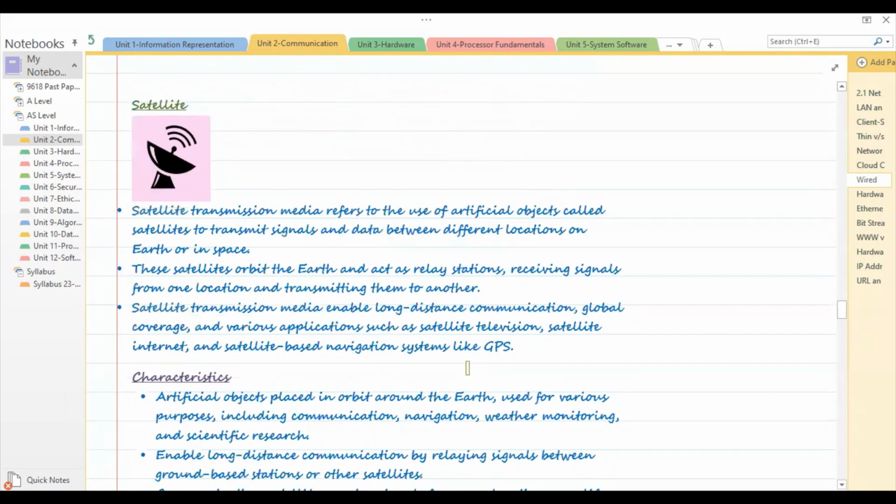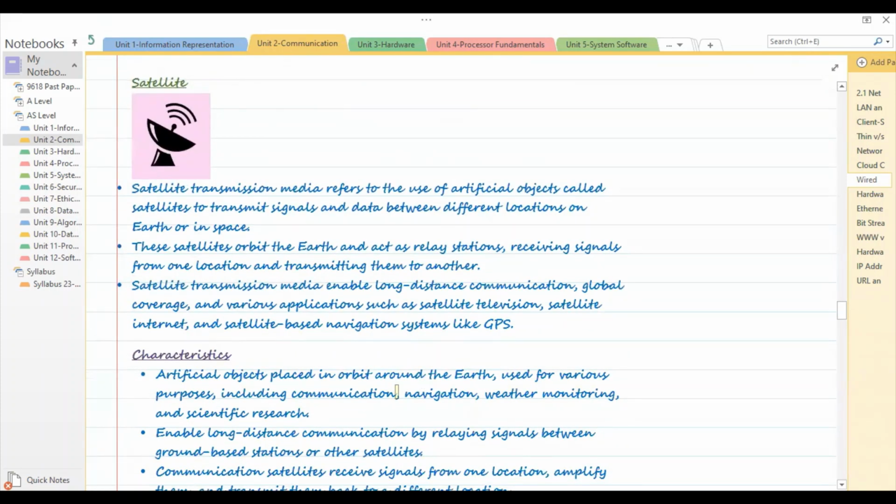Then comes satellite. Satellite communication is another type of wireless communication where you need to use an artificial object called a satellite to transfer data. Satellites are established in order to transmit signals and data between different locations on Earth or in space. So you know that satellites are placed in space, and we communicate via satellites.